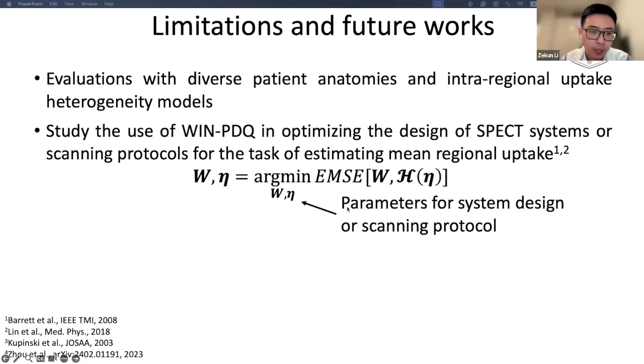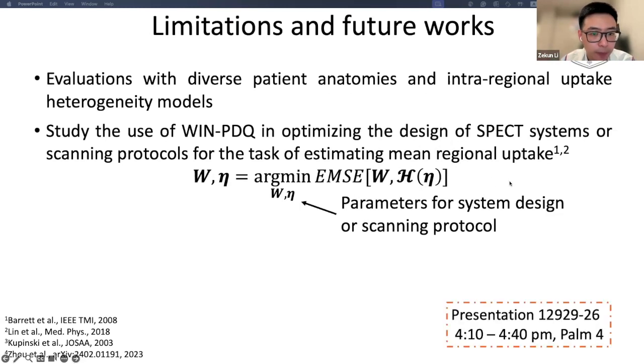As shown in this equation, we can also express the EMSE as a function of the system operator, which is also a function of the parameters for system designs or scanning protocols. And we can find the parameters that minimize this EMSE value. Previous studies have optimized the SPECT systems and the imaging protocols using the conventional WIN estimator, but the proposed method provides a unique opportunity by considering the potential heterogeneities in different regions.